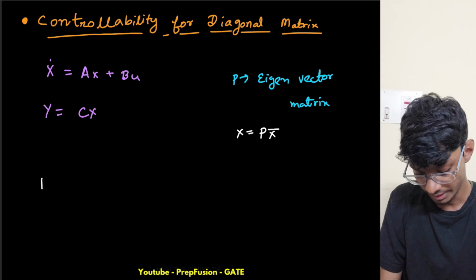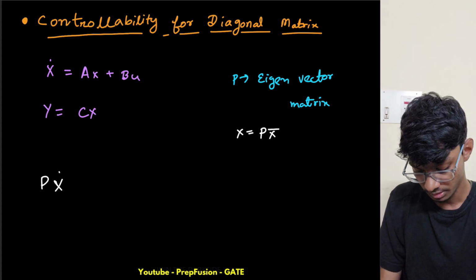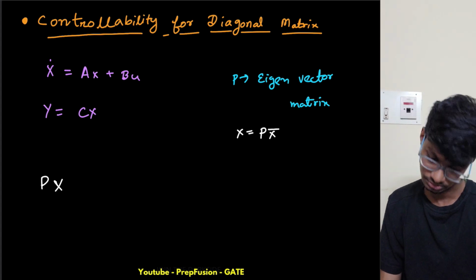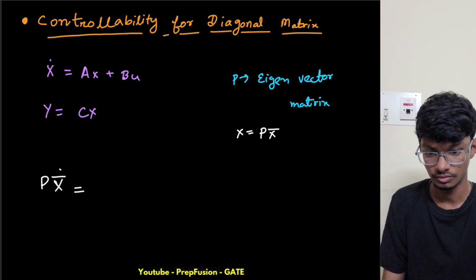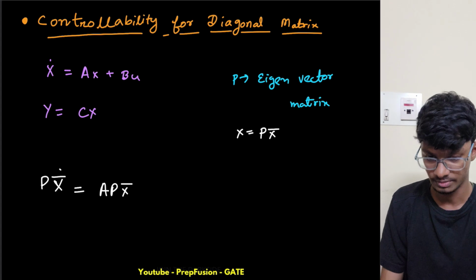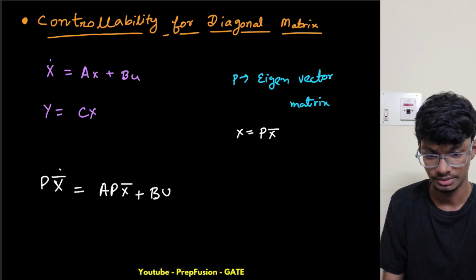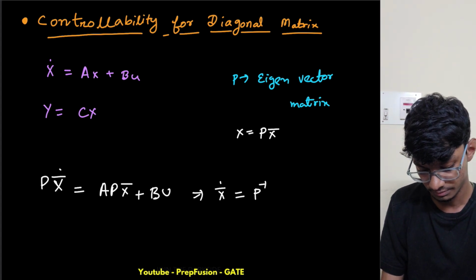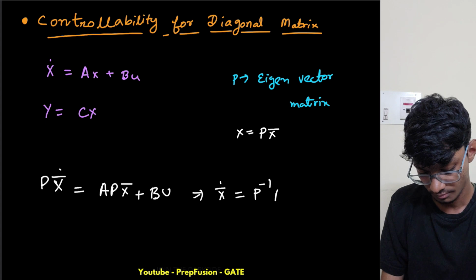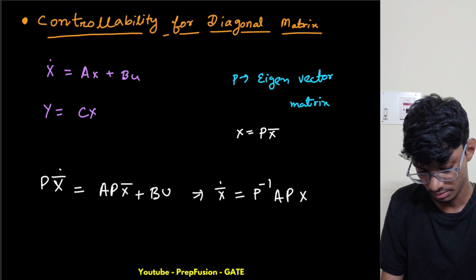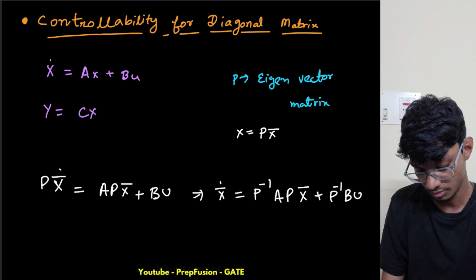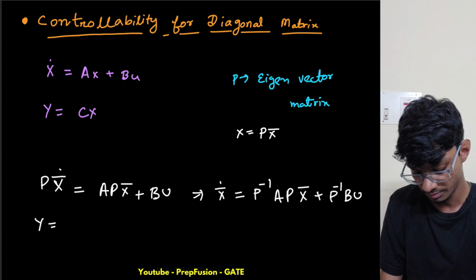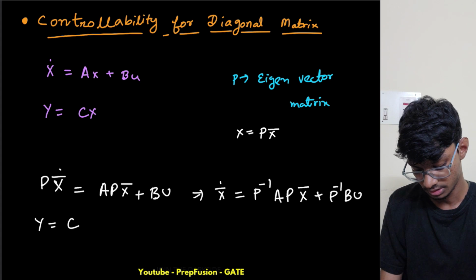I will again do the transformation. This becomes x bar dot of t equals A P x bar plus B u, and this becomes x bar dot of t equals P inverse A P x bar plus P inverse B u, and y also becomes C P x bar.